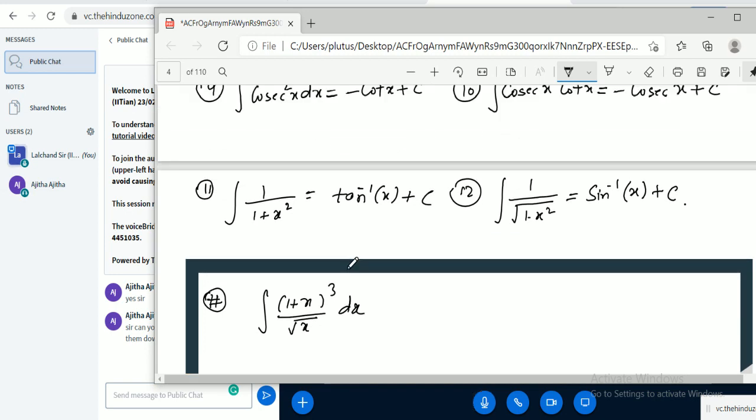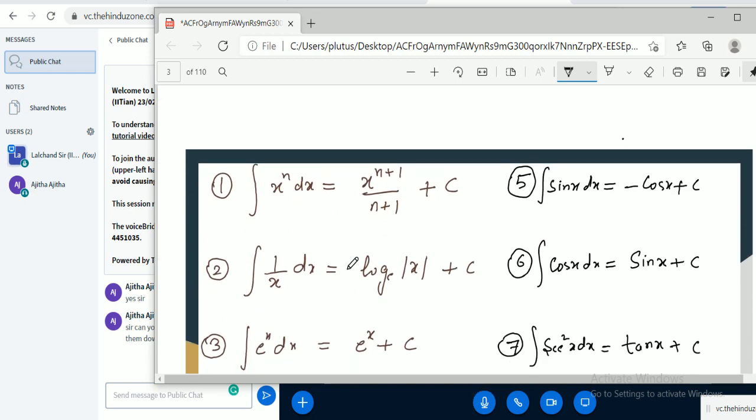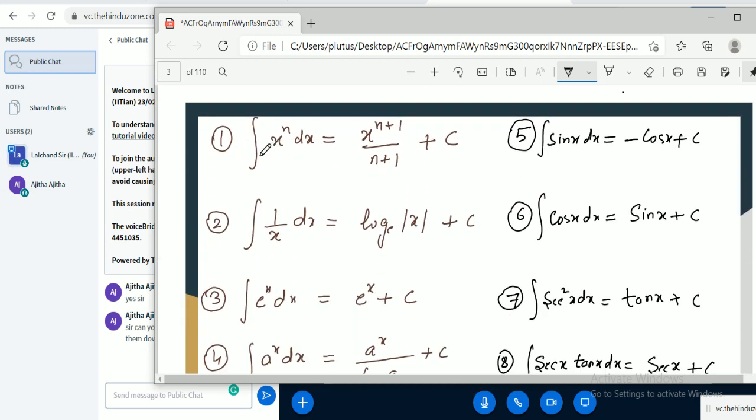Okay, you want to revise all the formulas. So we start from there. The first formula is integral of x to the power n into dx. Second formula is 1 by x into dx, that is log of x or ln of x. Sometimes we say ln of x or log of x. Log of x with base e. Here the base of logarithm is e.